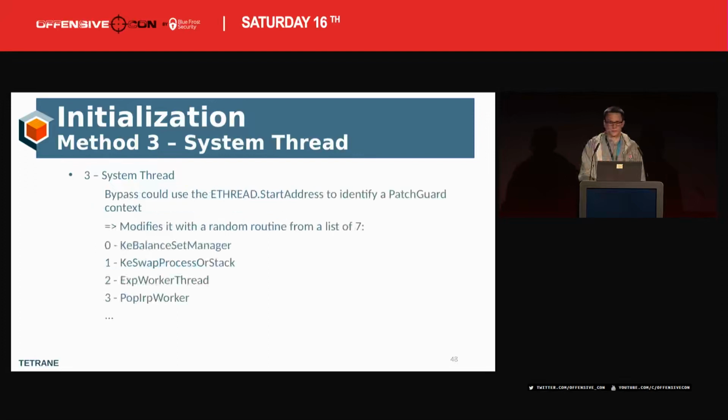What's interesting is that there was a null bypass that used to check the start address to identify a PatchGuard context. So a new version of PatchGuard modifies this PatchGuard entry in the start address entry, and puts a pointer to KeBalanceSetManager or KeSwapProcessOrStack or ExpWorkerThread or something else, so that you can't identify a PatchGuard thread this way. So yeah, I found this obfuscation quite elegant.